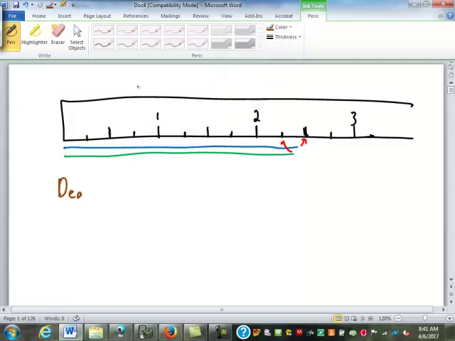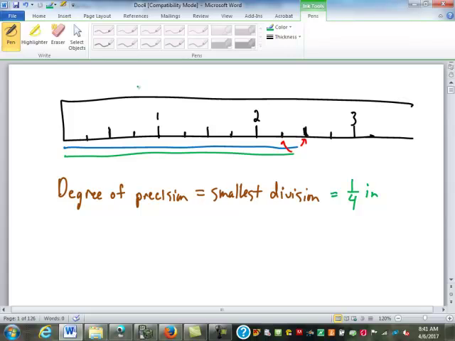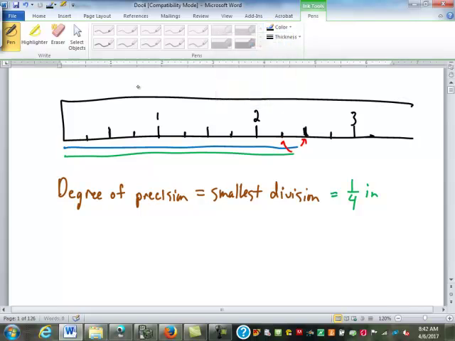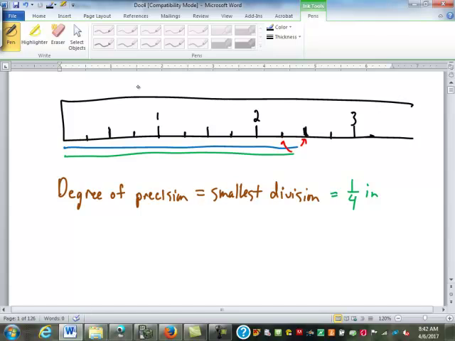The degree of precision of a measuring device is equal to its smallest division. So on this ruler, that is 1/4 of a unit, 1/4 inch, if we're measuring in inches. Now, like I said, a standard ruler goes down to a 16th or a 32nd. So that degree of precision would be a 16th or a 32nd, depending on the ruler. Even tape measures go down always to at least an 1/8, usually to a 16th.